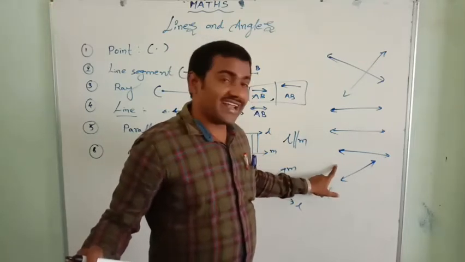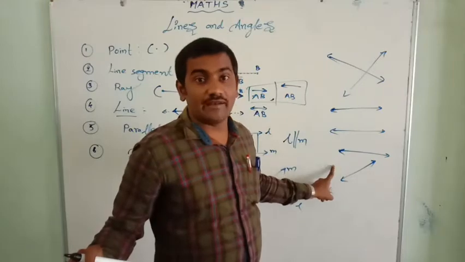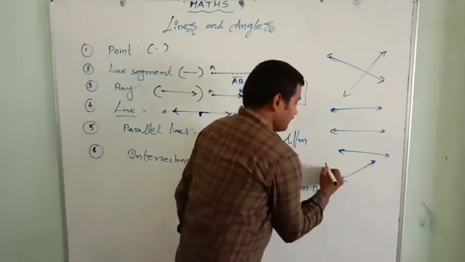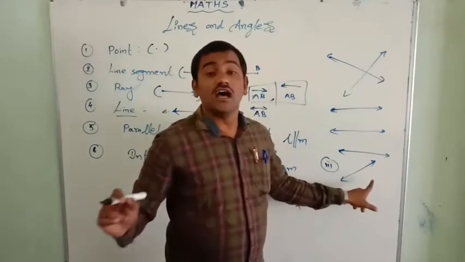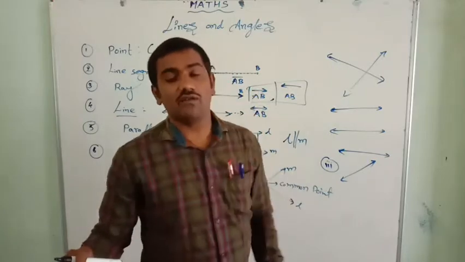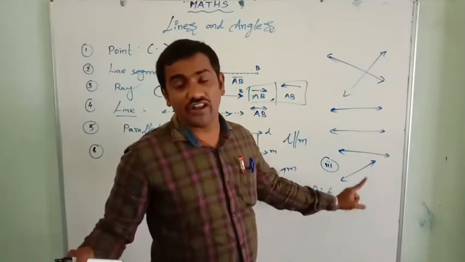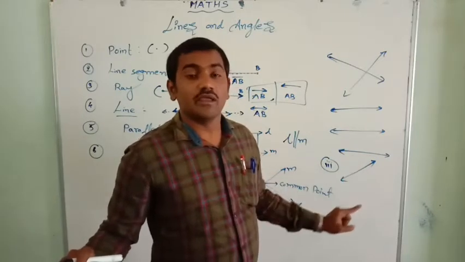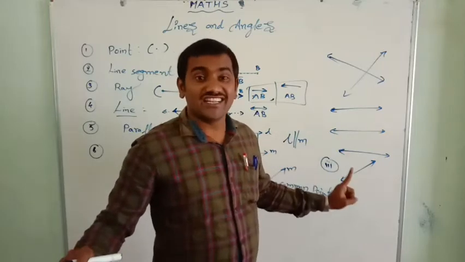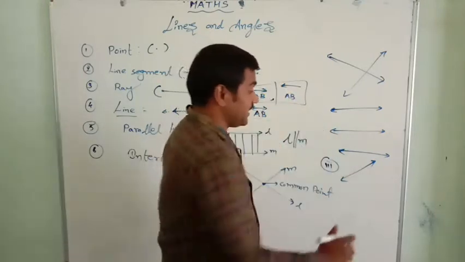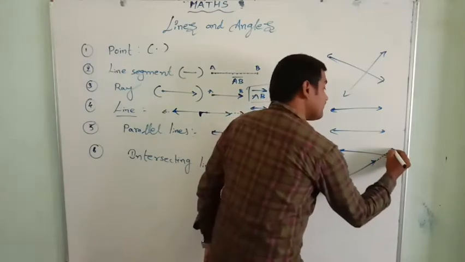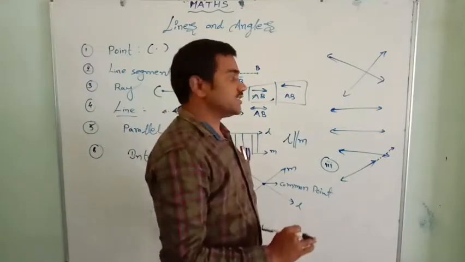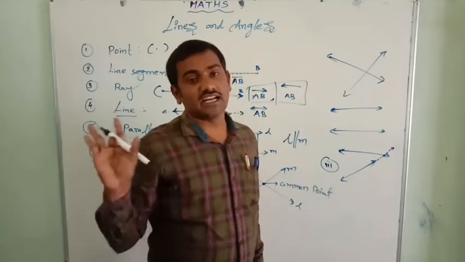This is not a parallel line, but it is considered an intersecting line. This third example is called intersecting lines itself. Why are they called intersecting? They don't have any common point, but we still consider them intersecting lines, because these lines can be extended infinitely. As we extend them, definitely they intersect each other at one point. So we have to consider these two lines as intersecting lines.